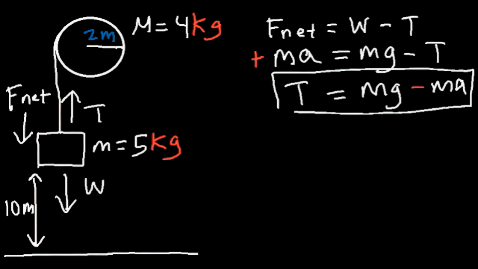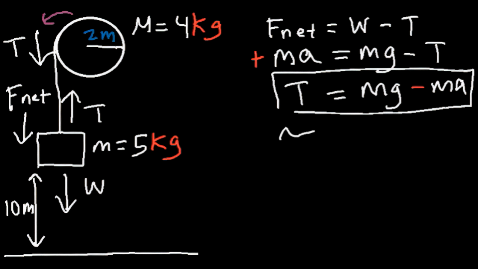Now let's focus on the pulley system. The pulley is going to have an equal tension force, but that's in the opposite direction. The rope pulls on the pulley and causes it to rotate in the counterclockwise direction.